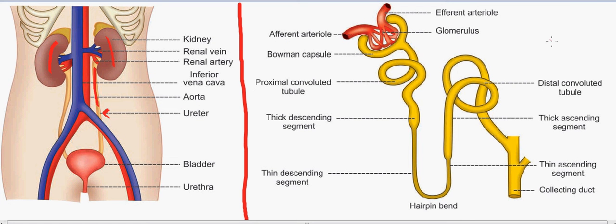Speaking about the nephron, we can see the basic picture of the nephron over here. This is the basic structure of the nephron, and each nephron has two parts: first the renal corpuscle, which is until here, and the second part is the renal tubule, the remaining part, excluding the renal corpuscle. The renal corpuscle consists of the glomerulus, which has an afferent and an efferent arteriole, and underneath it is the Bowman's capsule.